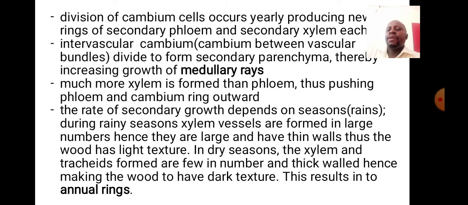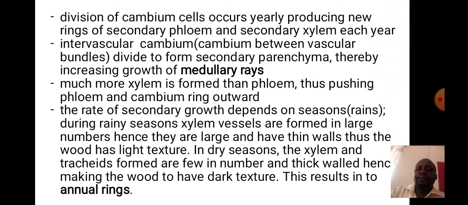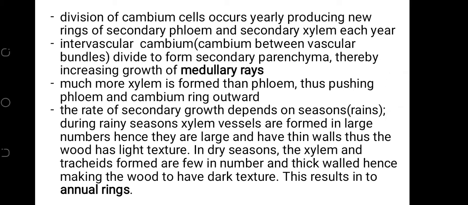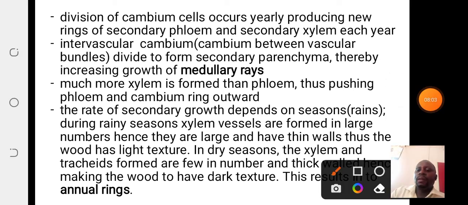Now, the division of cambium cells occurs every year. So that one we have not said, but we can say it now. It actually occurs every year, hence producing what we call annual rings.